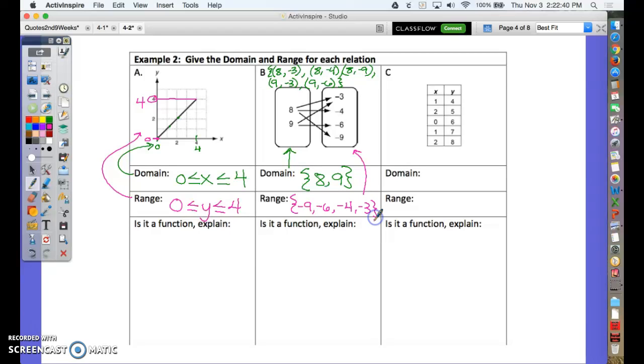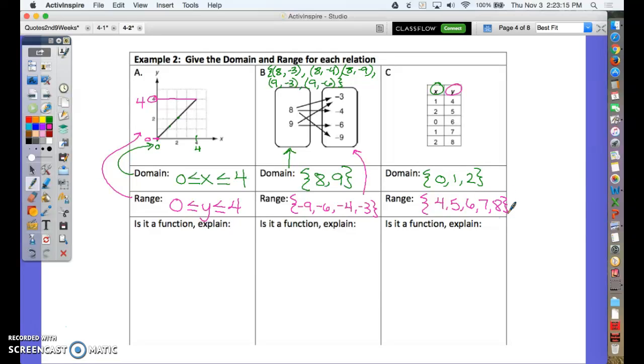Again, we'll come back to this idea of if it's a function. Let's look at the third example. Determining the domain and the range from a table, just remember what domain and range mean. Domain is all of the x values in order from least to greatest. So 0, 1, 2. You don't have to show that 2 occurs twice and that 1 occurs twice. You only list it once. The range is all of the y values in order from least to greatest. So it'd be 4, 5, 6, 7, 8.